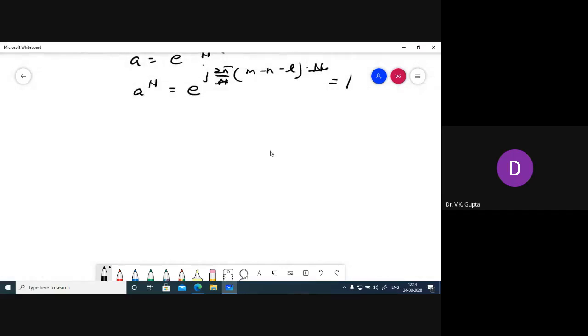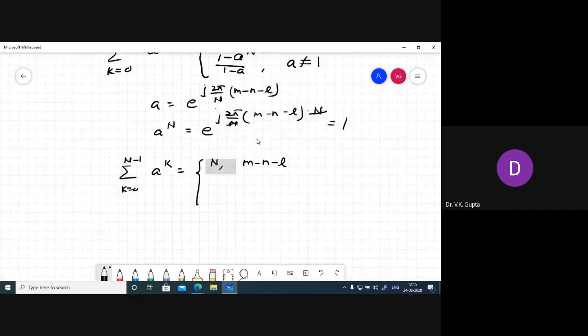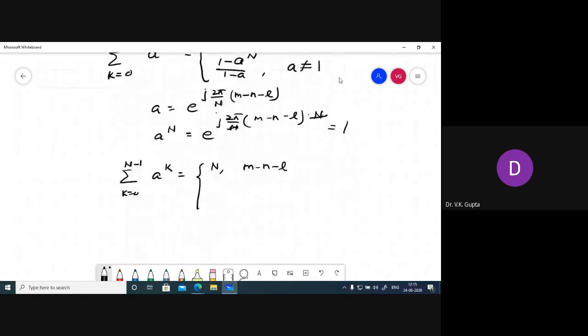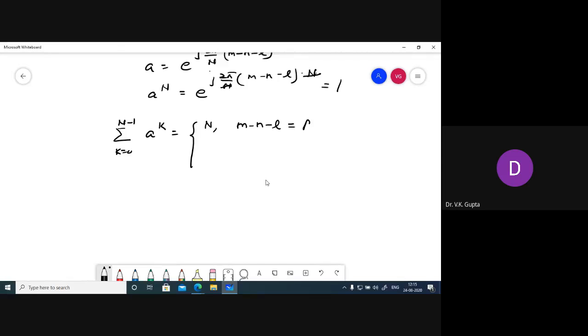Sigma k equal to 0 to N minus 1 a to the power k has value N when a is equal to 1, and a is equal to 1 when this is a multiple of capital N. So when m minus n minus l is some multiple p times capital N, where p is an integer, the sum is N, and it is 0 otherwise.